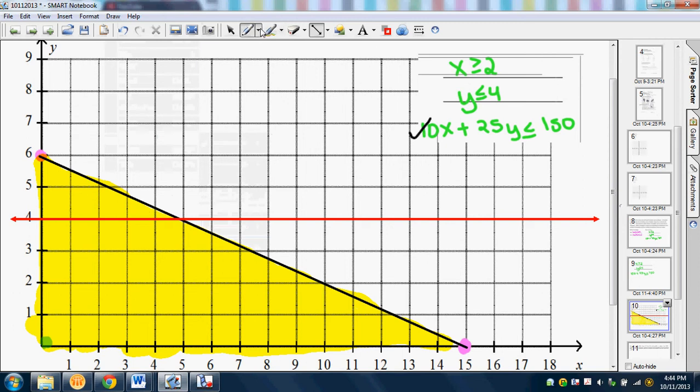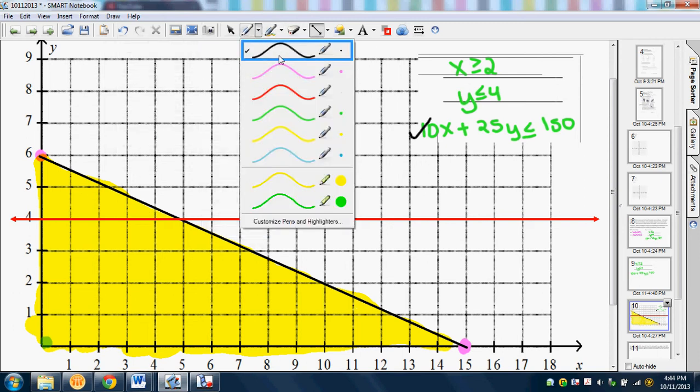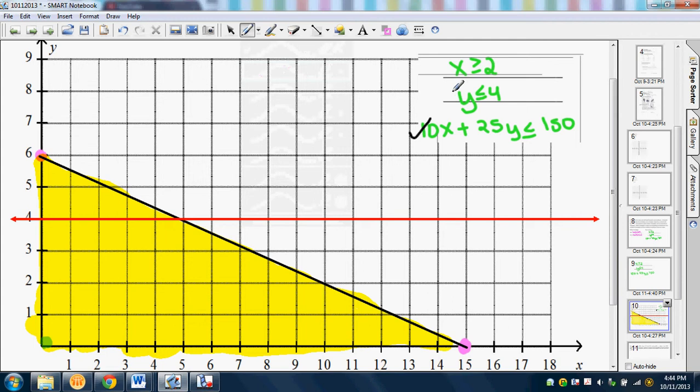But because it's an inequality, I need to shade. For this inequality, y is less than or equal to 4, everything below this line needs to be shaded. Rather than shading every single thing here, we're really focusing the shading on the areas that overlap. So I'm just going to shade in all of this that overlaps what we've already shaded and satisfies the condition of this inequality right here, okay?